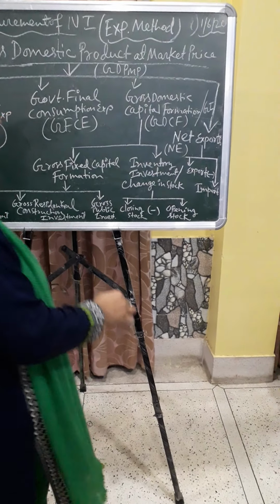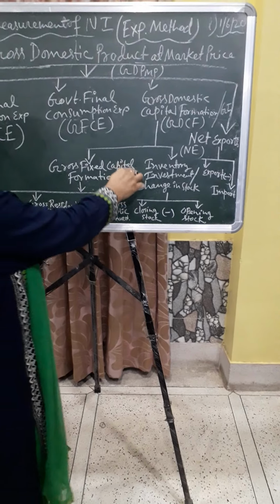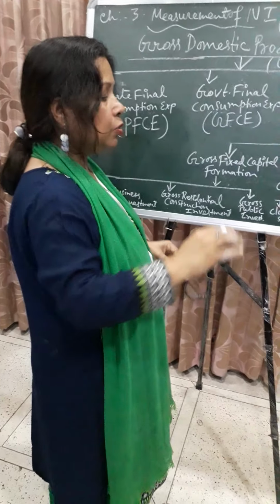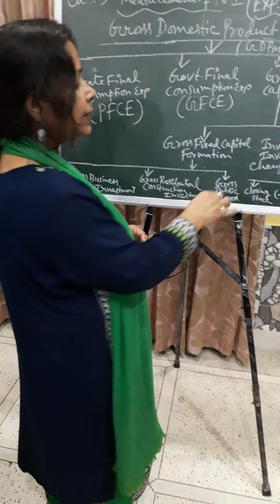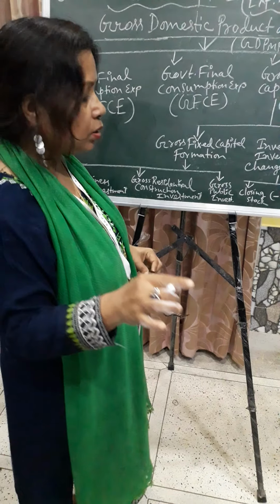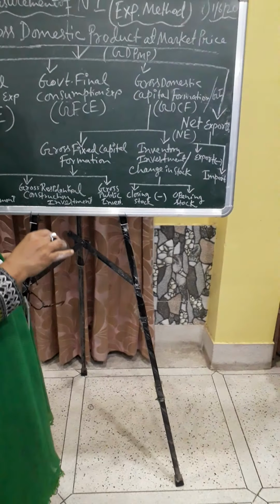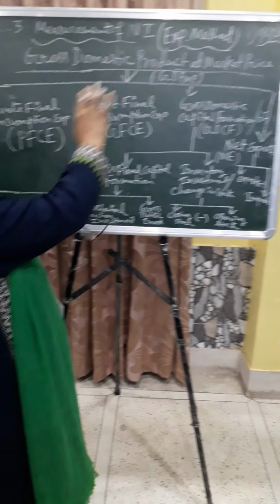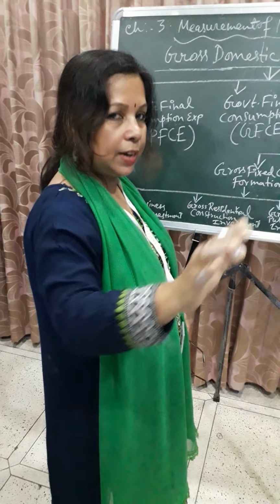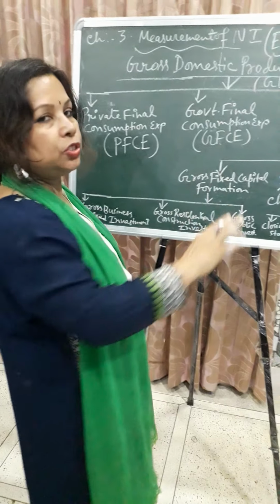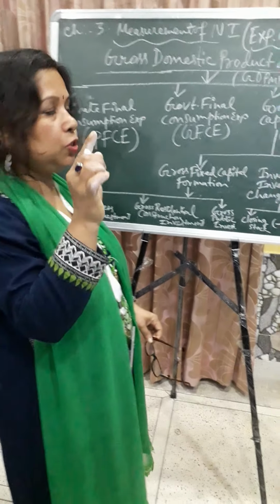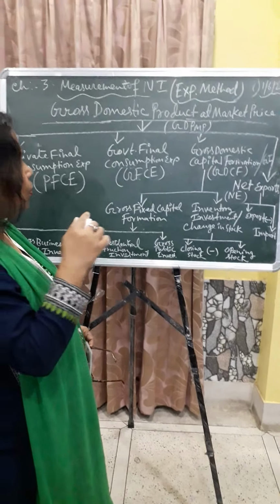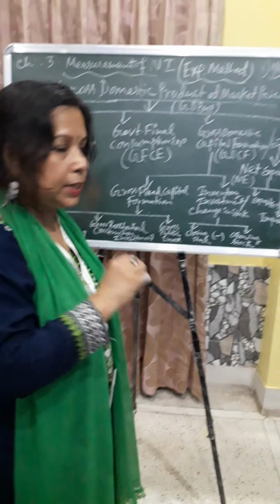And inventory investment or change in stock. These two are the same. So how is change in stock calculated? It is the difference between closing stock and the opening stock. So now this is the total structure of the expenditure method. If you keep in mind this structure, then it will not be a problem to calculate national income.